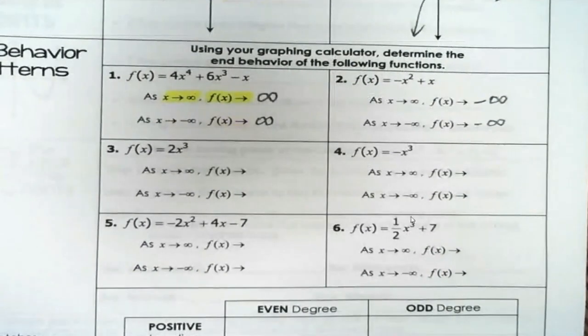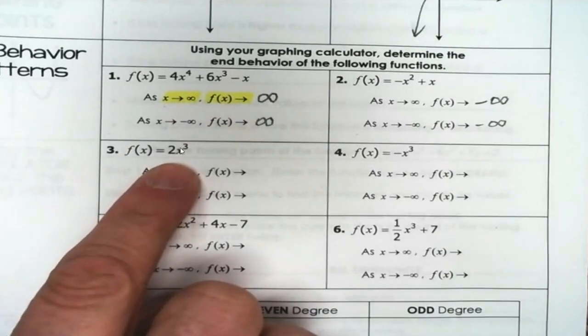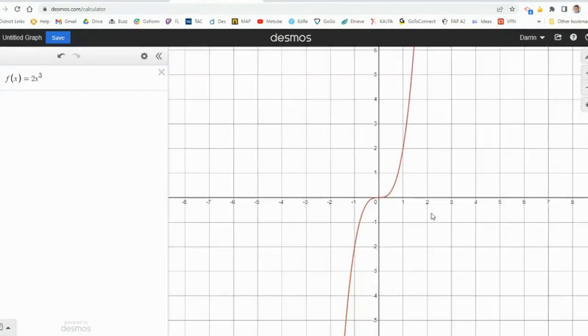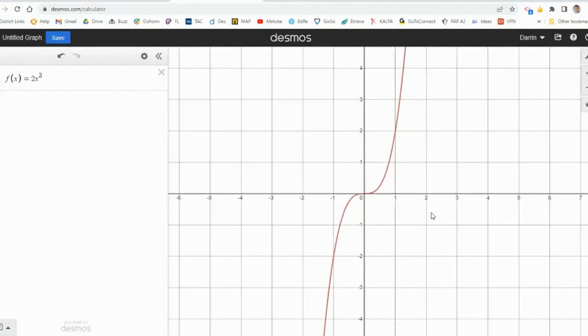So let's look at 2x to the third. Number 3 right here, 2x to the third. Well, it looks a lot like x to the third. It's just got a 2 multiplied times it, so all the y's are twice as tall, both directions.